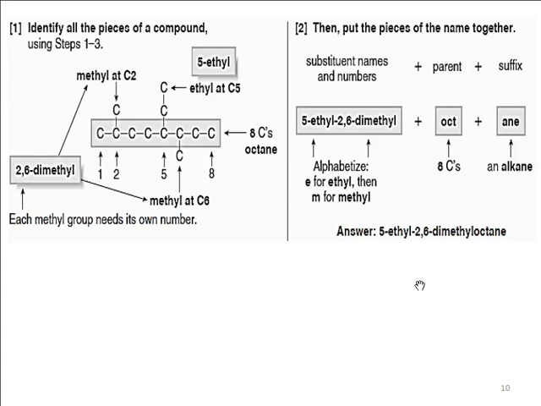Look at this, for example. 5-ethyl, look, 5 hyphen ethyl, there is no space. Ethyl hyphen 2, why hyphen? Because letter from number. Number from number by comma. There is no space. The name is just one part. In your exam, if you put a space, it will be wrong. Dash or hyphen dimethyl octane. Dimethyl octane. It will be like that.